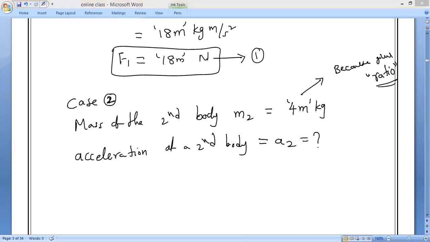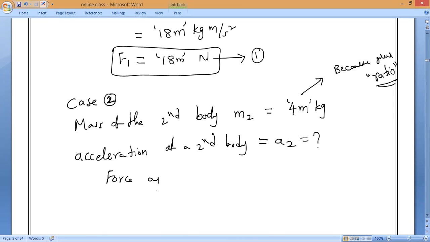Next, force applied on the second body. What can we assume? The force applied is the same, but we can assume it as F2. Is it yes or no, Hari? So F2 is equal to, what is the formula? M2 into A2.